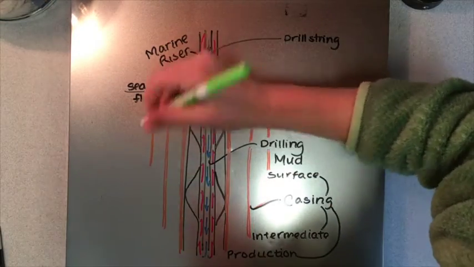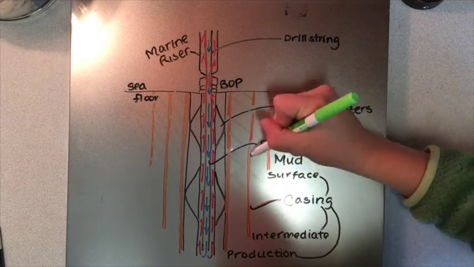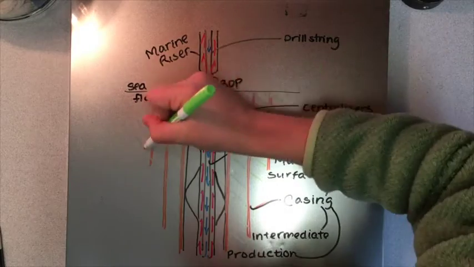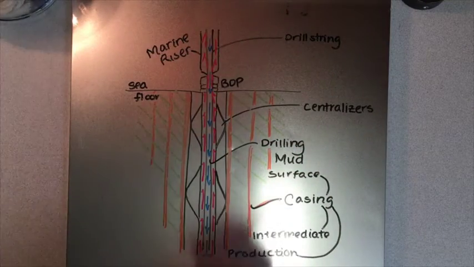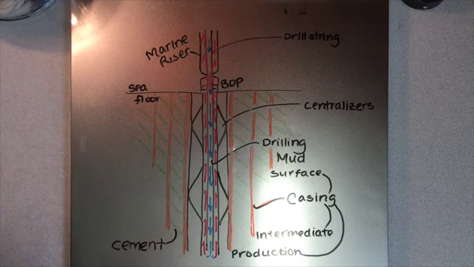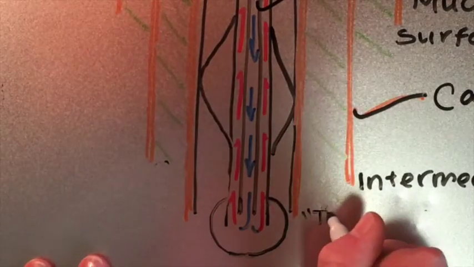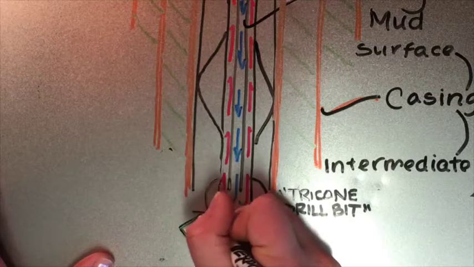The green regions in between each layer of casing are representative of cement. The purpose of cement is to provide a hydraulic seal so that oil doesn't seep out into the regions surrounding the drill string. It additionally serves as an anchor for all the casing and prevents corrosion. Here's a closer look at that tricone drill bit.